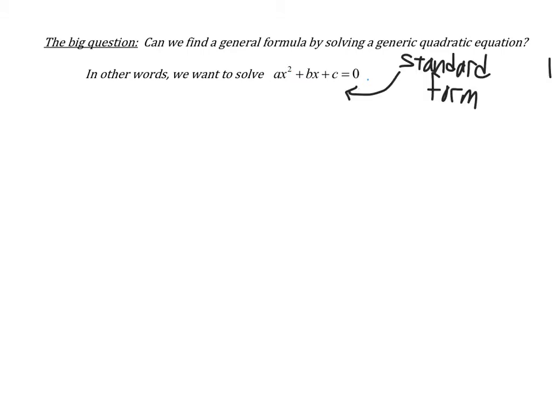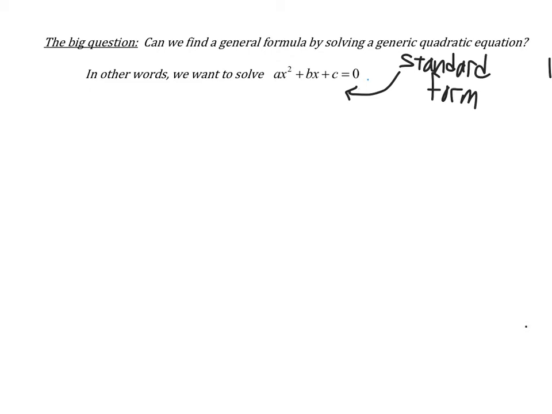So we've got this standard form equation, and let's see if we can solve it just using a, b, and c, which are real numbers, so we'll keep that in mind. They could be any real number. Okay, so completing the square. How do we complete the square?